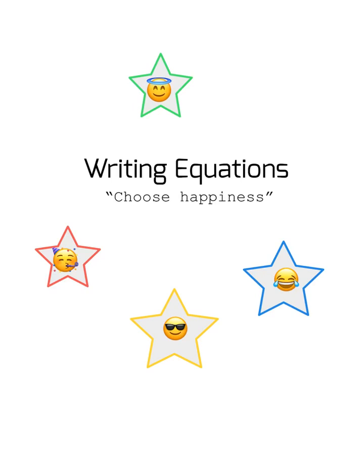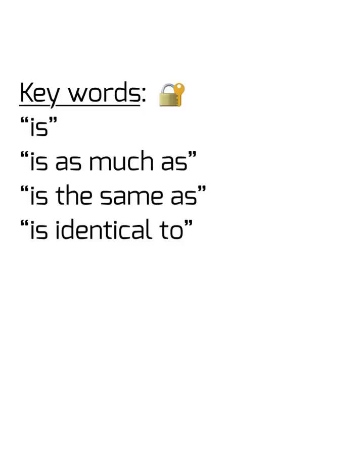Okay, today's lesson is writing equations. It's going to be a lot like writing expressions, except we're going to add that equal sign. Today's objective is I can write equations. Here's some key words you want to jot down. We have is as much as, is the same as, is identical to. These will all mean that there is an equal sign involved.